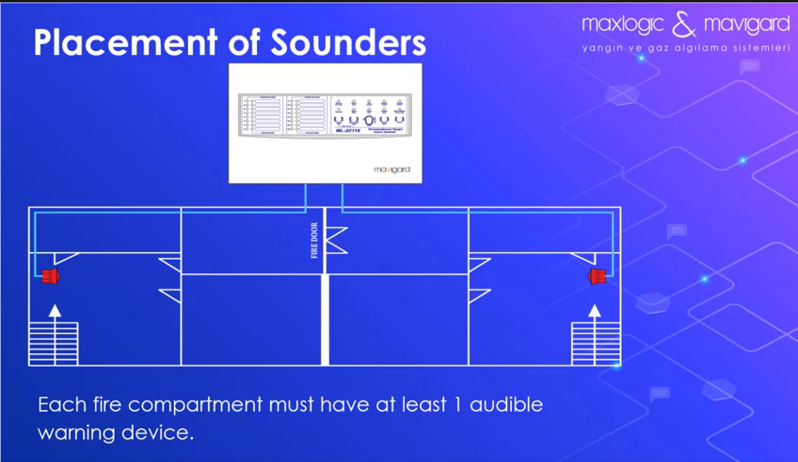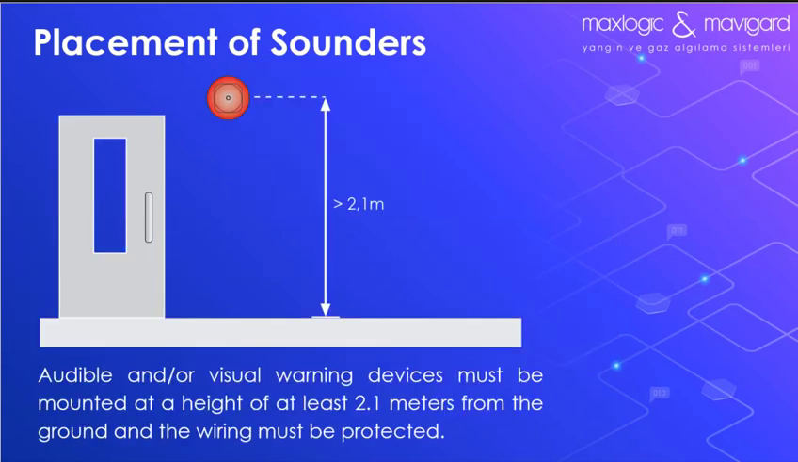If there are fire compartments separated by a fire door in the project, there must be at least one audible warning device in each fire compartment. The audible and light warning devices should be installed at a height of at least 2.1 meters from the ground, and wiring should be projected.